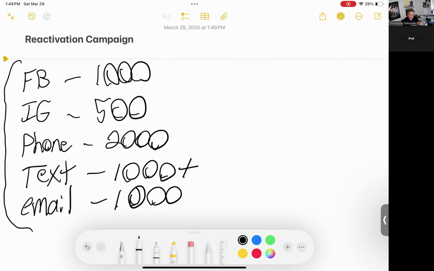So what does that look like? 1,500, so it's 3,000, 3,500 plus... 4,500. Let's just say 5,000 leads. Okay.